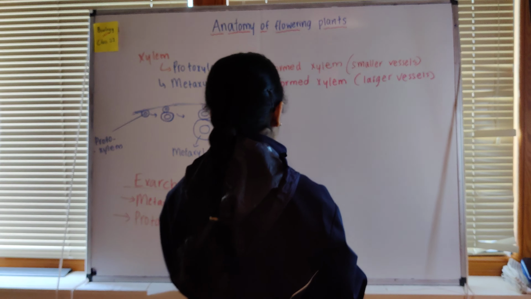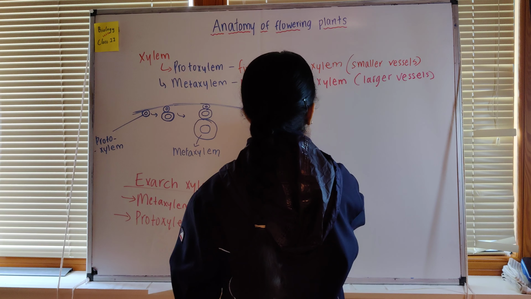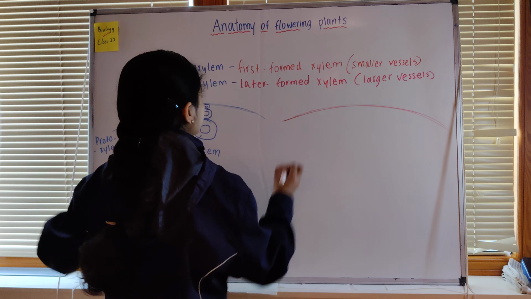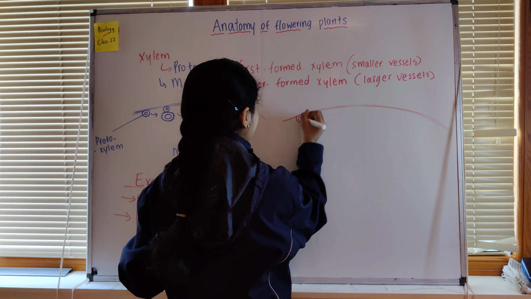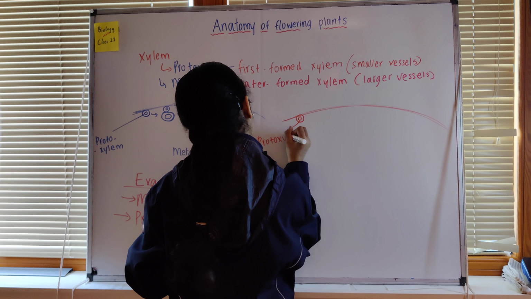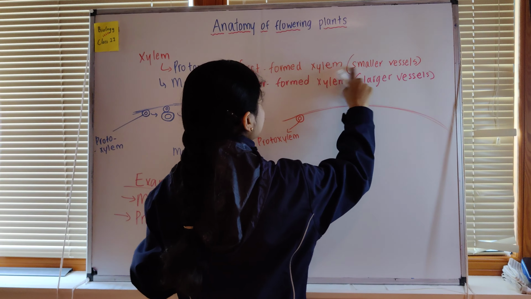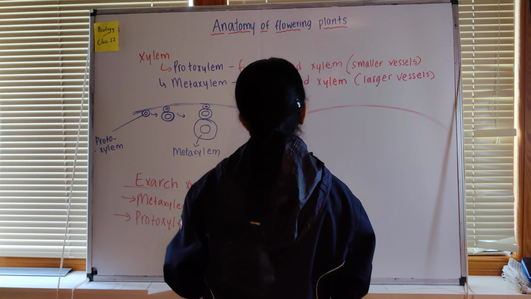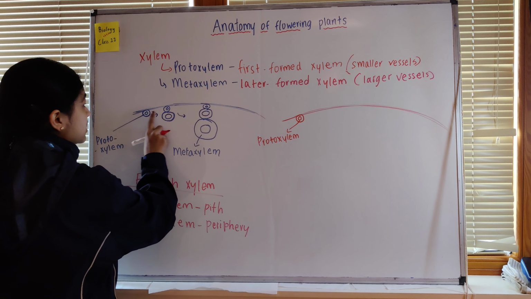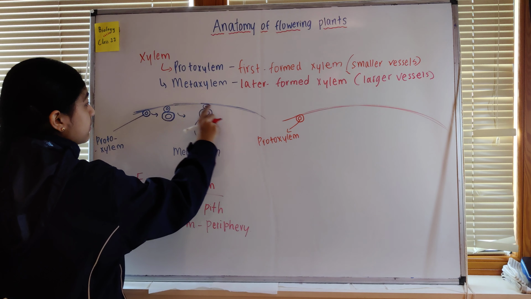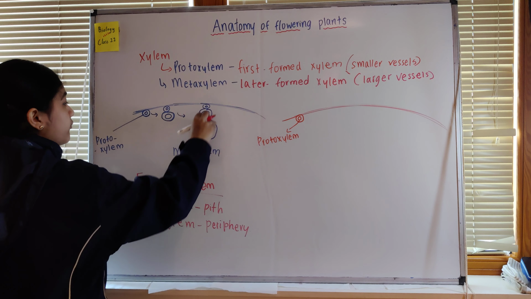Now let's come to Endarch. What happens in Endarch? Again, we have the meristematic layer. There will be a protoxylem which is the first formed xylem. It has a smaller vessel again, since protoxylem consists of smaller vessels. Now what happens is the protoxylem, in this case, is near the periphery at first, but newer vessels are being formed downwards.